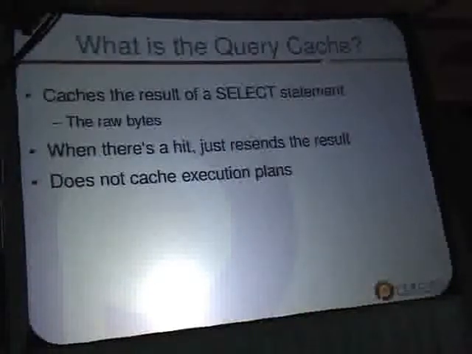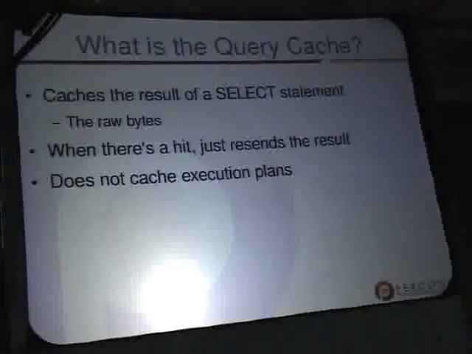Okay, so the query cache caches the result of a select statement. By that I mean it caches the actual bytes that will get sent back to the client connection. So if there's a cache hit, it just resends those bytes. It doesn't parse the statement. It doesn't optimize and execute. It literally just stops the execution. It's a short circuit in the query execution, and then it sends the bytes back across the wire.